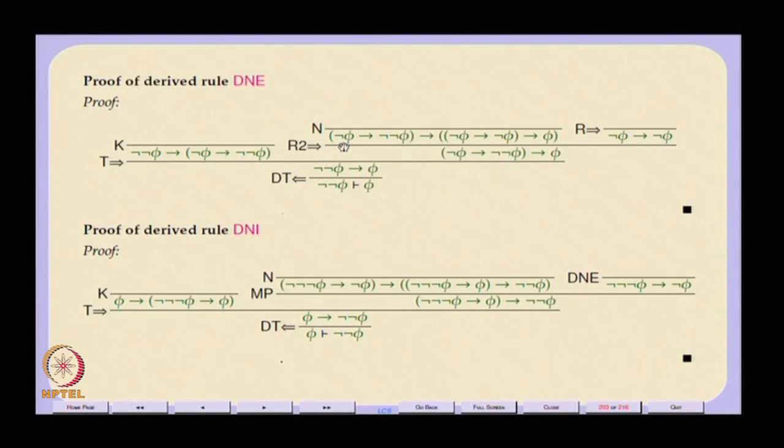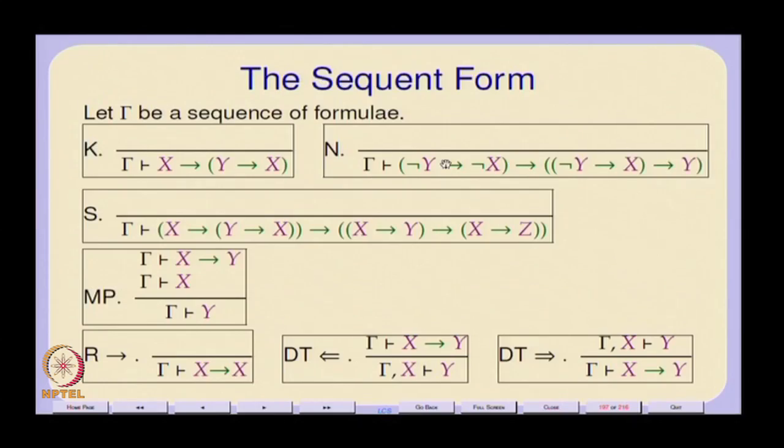I do not have a link for that n rule, but I should have had a link for that n rule. Anyway, this rule essentially says not x arrow not y arrow, not y arrow x arrow y. Let me check that. Okay: not y arrow not x arrow not y arrow x arrow y.